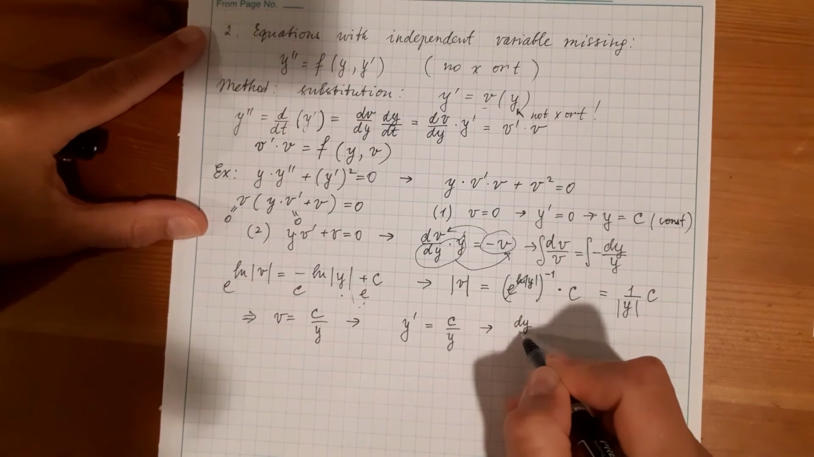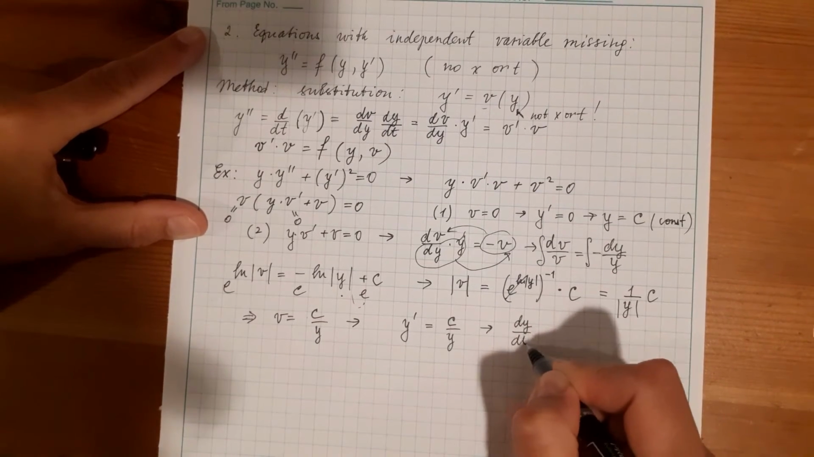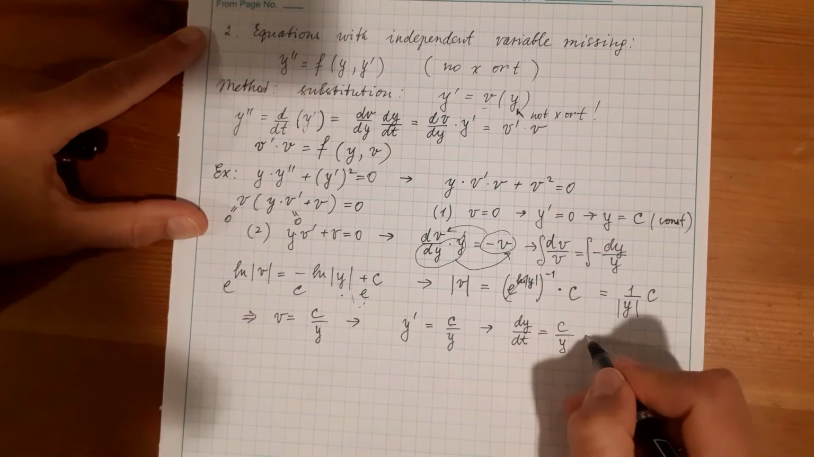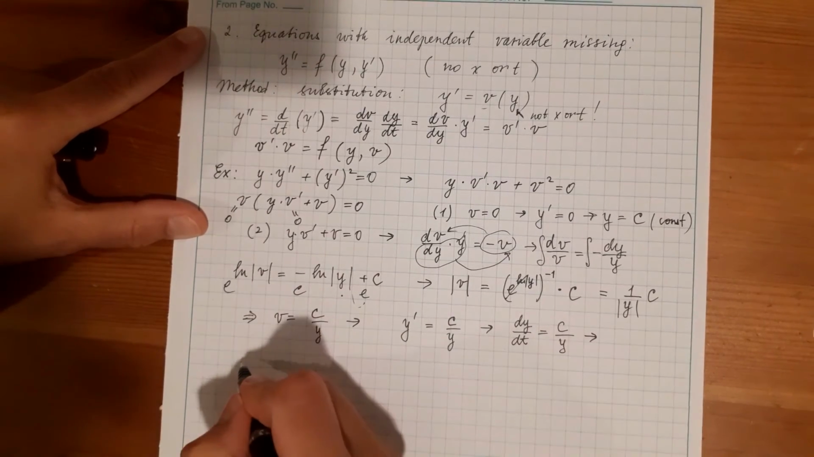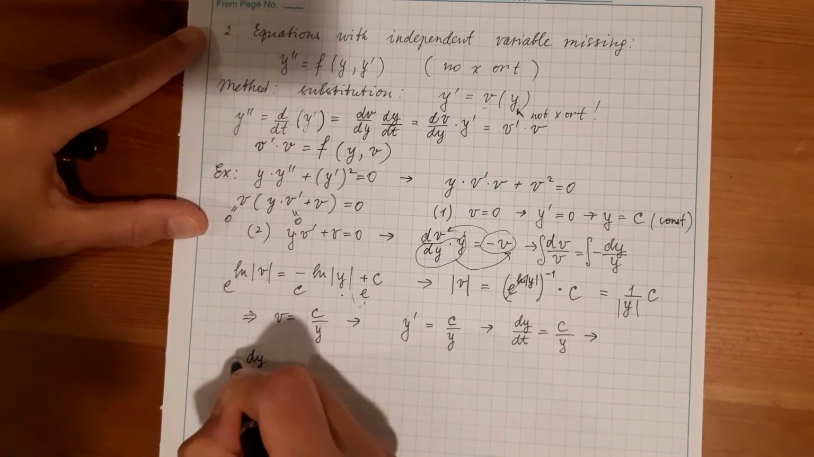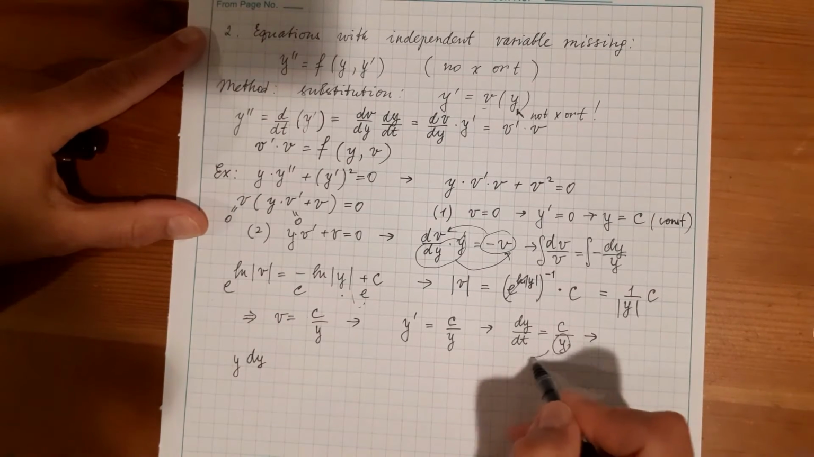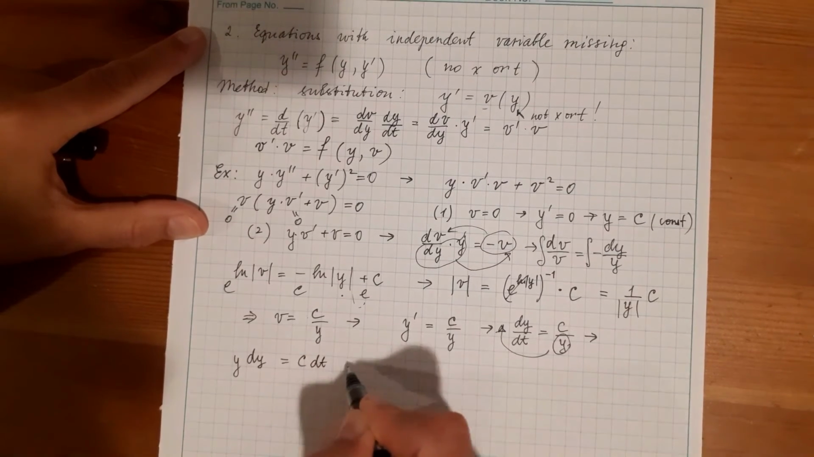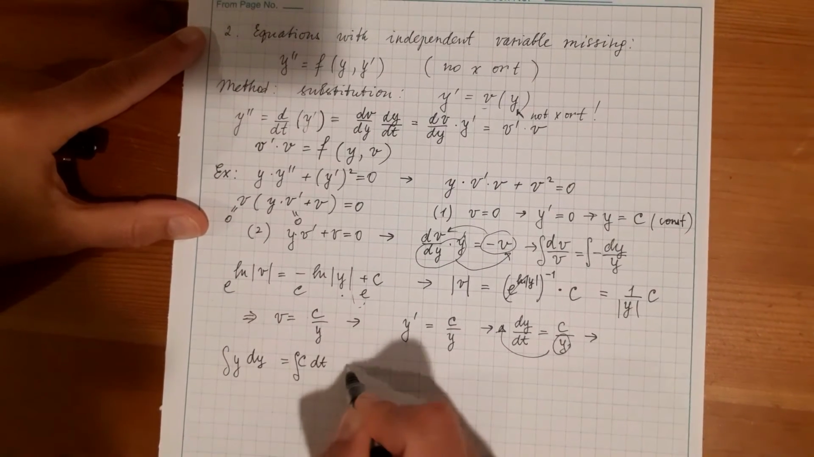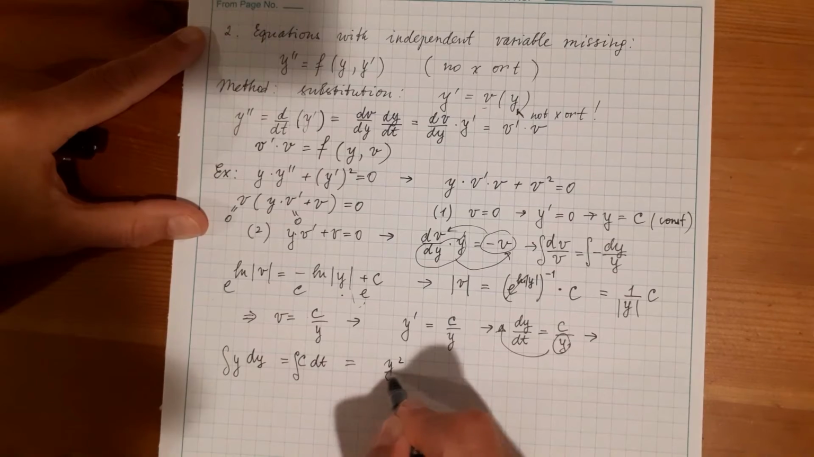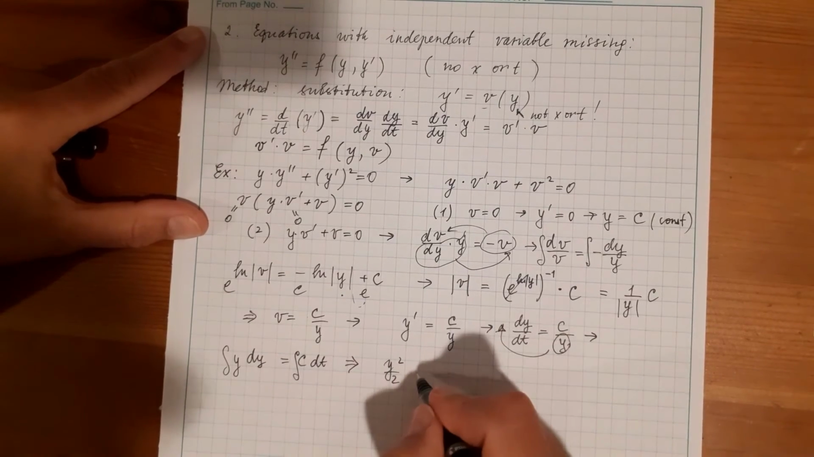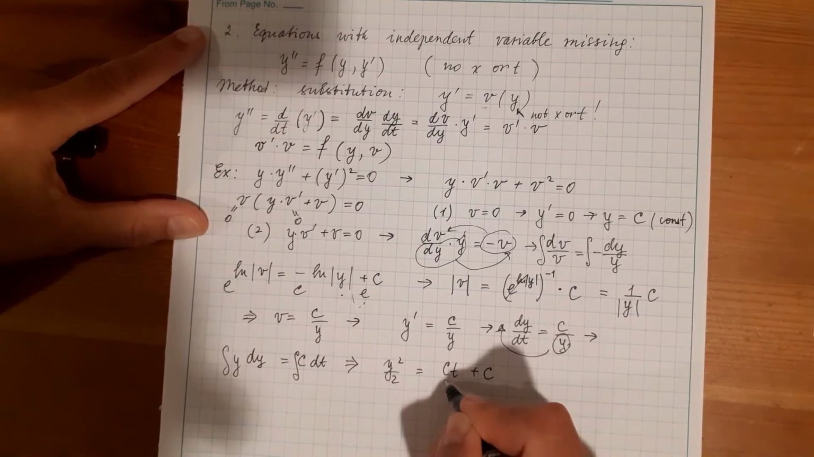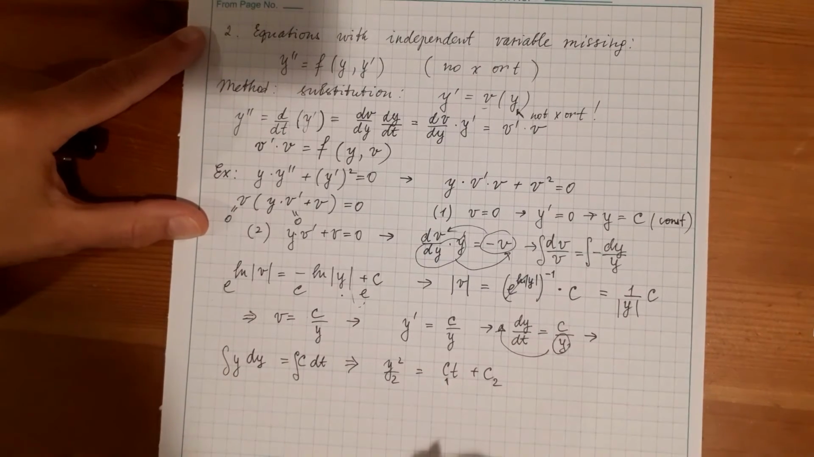So it's dy over dt equals c over y. Let's separate variables. We're going to have y dy; I'm moving this y over here. And dt moves towards c, dt. Integrating both sides is going to give me y squared over 2 equals c t plus another constant c. I'm going to label this 1 and this 2.